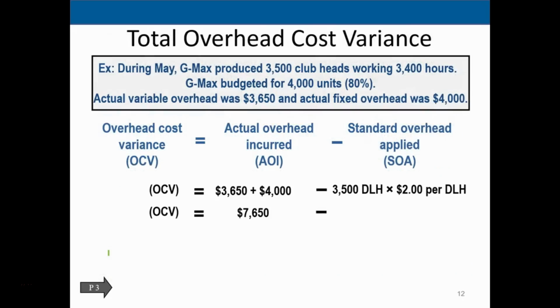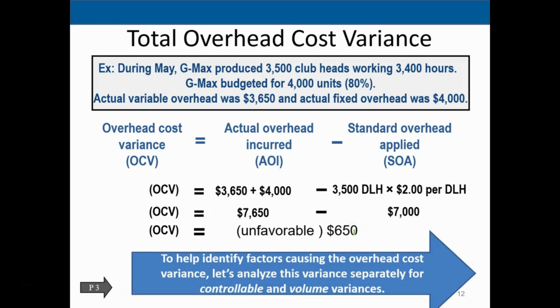So if we plug that into our formula, then the overhead cost variance is the 3,650 plus the 4,000, giving us our total there, minus the 3,500 times the $2, which is our rate. That would give us the 7,650 minus the 7,000, giving us an unfavorable difference of 650 for our overhead cost variance. So to help identify factors causing the overhead cost variance, let's analyze this variance separately for controllable and volume variances. Notice once again that we took this $2, which could change in terms of the level of production, because of the difference between the variable cost and the fixed cost that are both included in that $2 number.